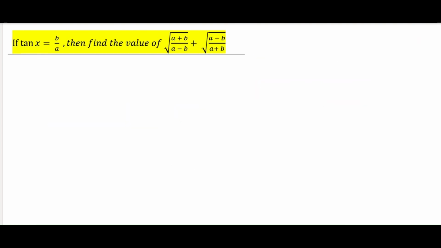The next question here, we know the tan x and we need to find the value of this. First, we will try to simplify this further. So root of (a plus b) upon (a minus b) plus root of (a minus b) upon (a plus b). Take the LCM here. Or first, you can write it separately. The root for both numerator and denominator, if we write separately, it will look like this. And then you can take the LCM.